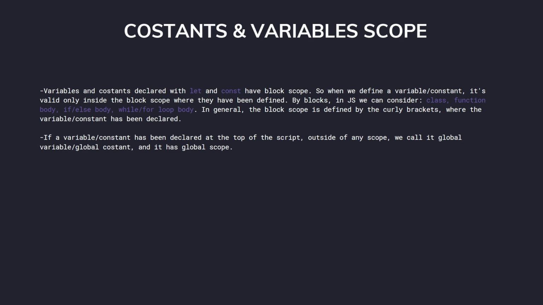In the next video, we will try to do some examples in order to understand it. Moreover, if a variable or constant has been declared at the top of the script or outside of any scope, we call it a global variable or global constant, and it has global scope.